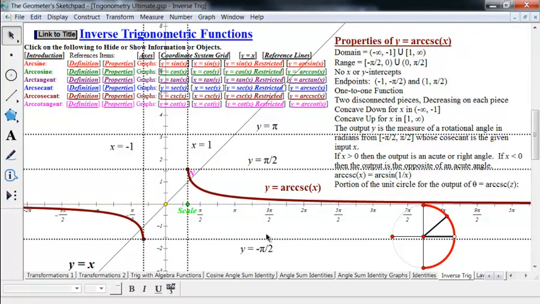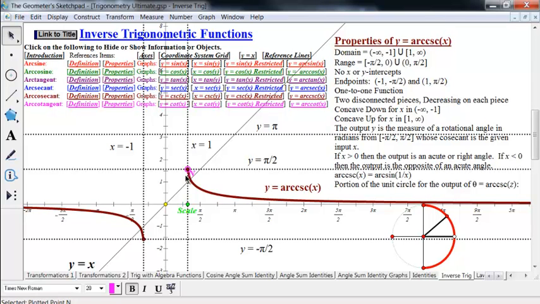And notice that it doesn't have an x or a y intercept. It does have some endpoints. This one here in the third quadrant is negative 1, comma, negative pi over 2. And this one here in the first quadrant is 1, comma, pi over 2. Notice it is a one-to-one function. It's not continuous, though. It's discontinuous. It's broken into two parts. So we have two pieces. Within each piece it's connected, but the two pieces are not connected. So it's not continuous.